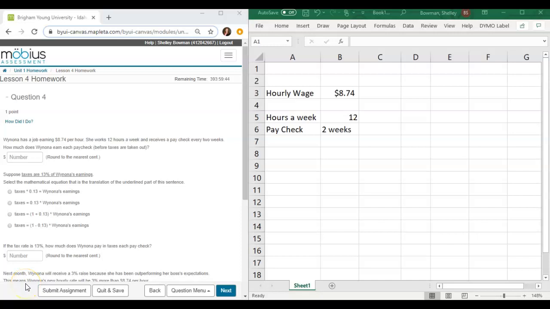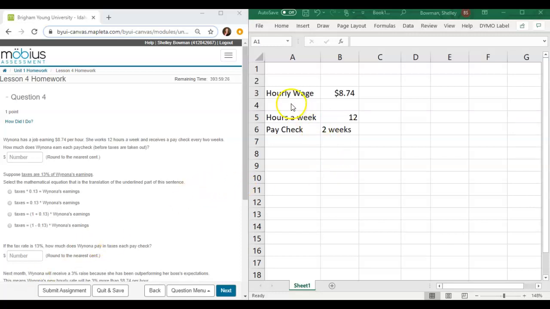This tutorial is for Lesson 4 homework in Mobius, question number 4. Wynonna has a job earning $8.74 per hour. She works 12 hours a week and receives a paycheck every 2 weeks. How much does Wynonna earn each paycheck before taxes are taken out?